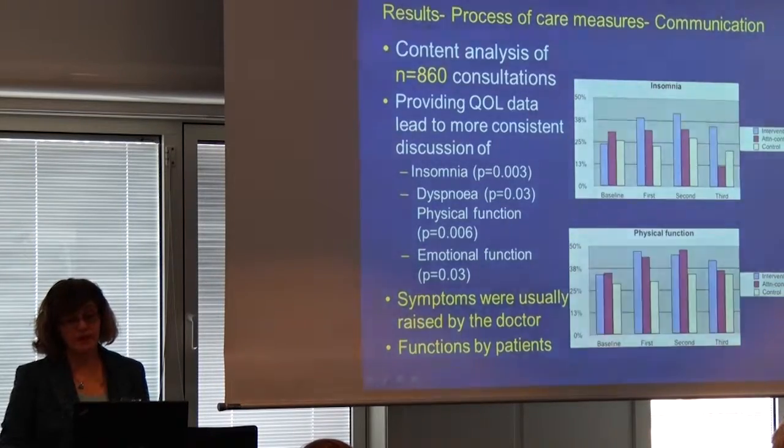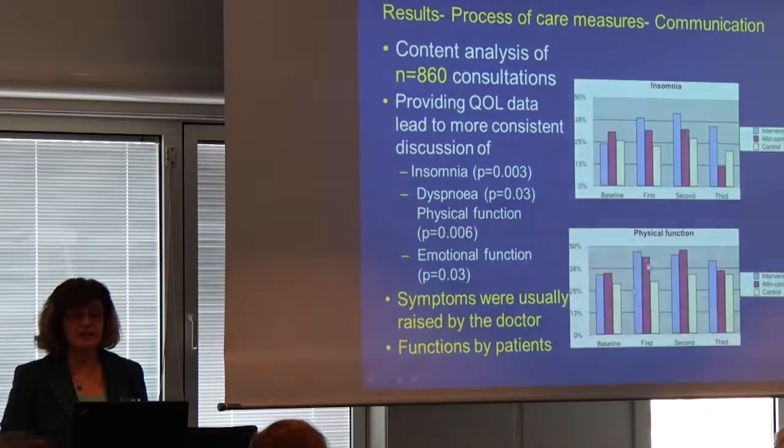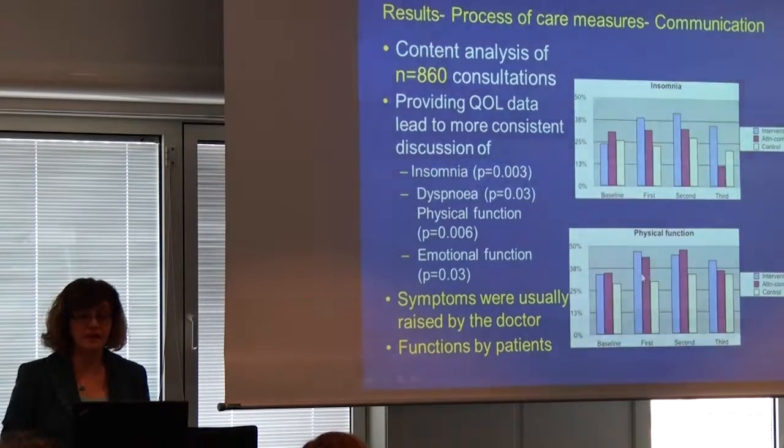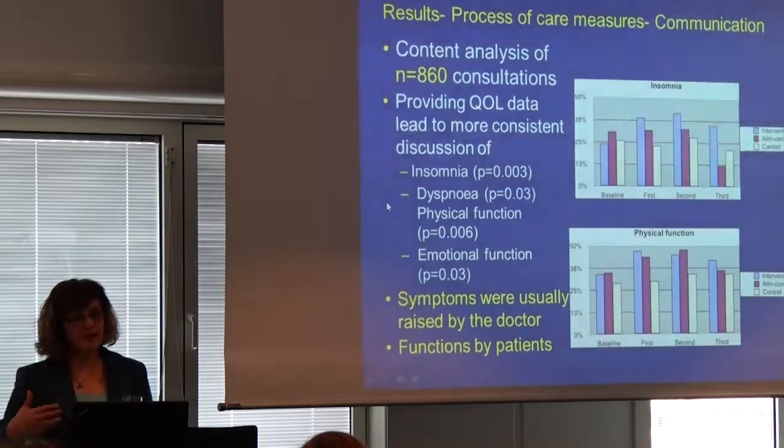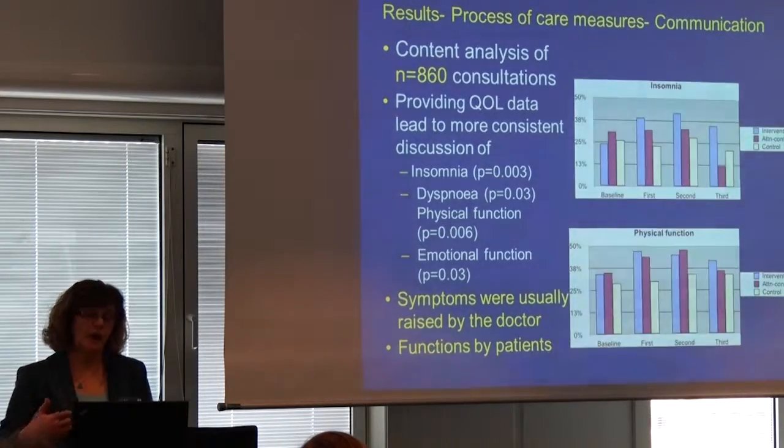This is an example of a physical function here, where at baseline it's about a quarter, 30%, whereas there's an increase. But interestingly, the increase here is both for intervention and attention control group. And when we looked at who started these discussions, symptoms were usually started by the doctor, whereas the functions were started by patient or relative. So there was a bit of a difference, which probably explains the attention control group increase here. So we're beginning to understand how doctors are using it, and that it does have some impact.